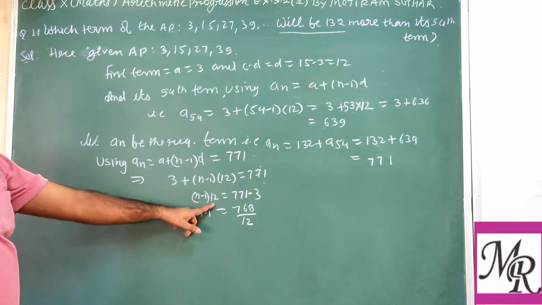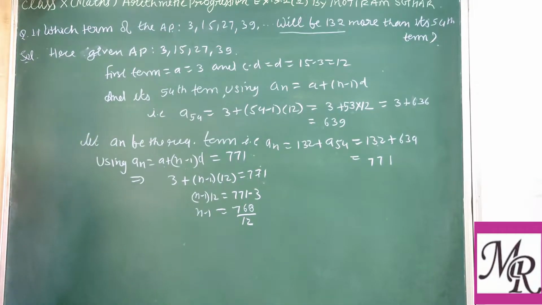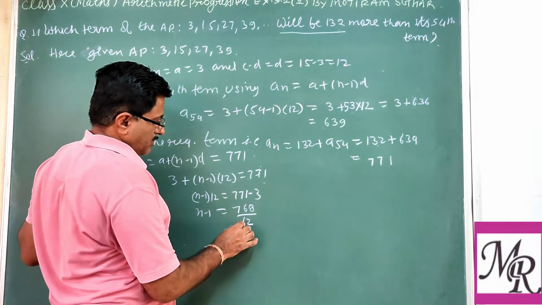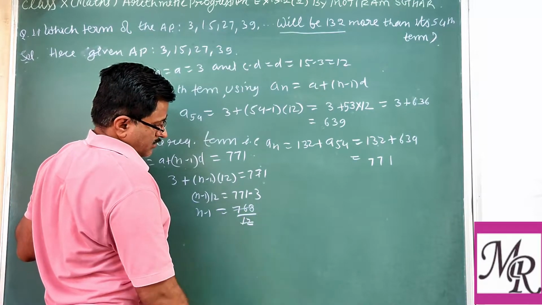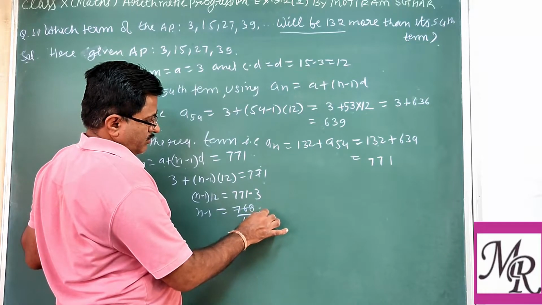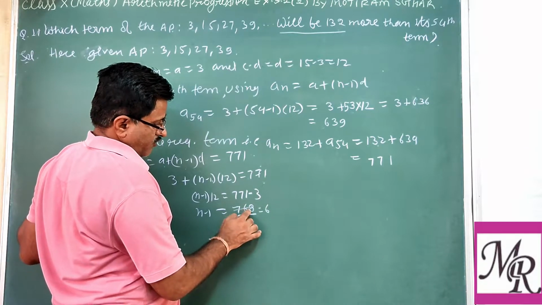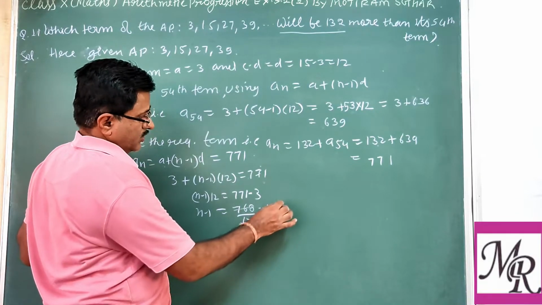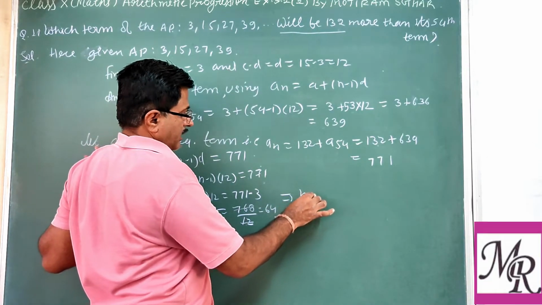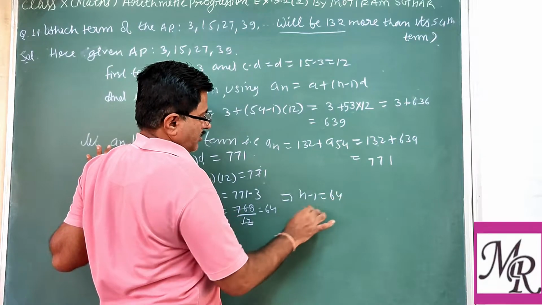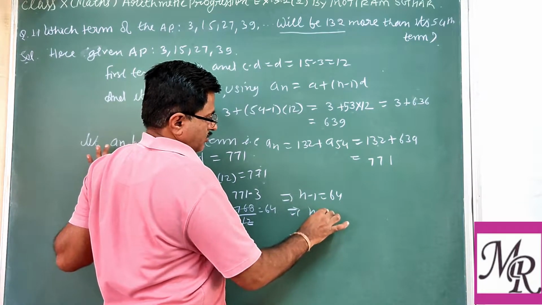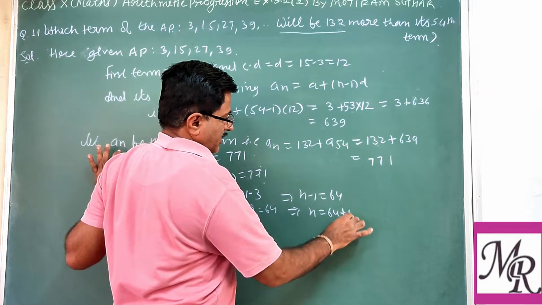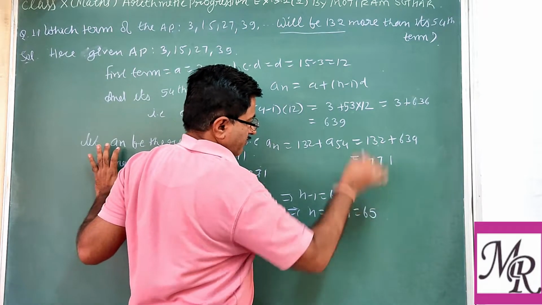Here this multiple moves to the right side, so it will be divided. Now you can divide this by 12. 12 sixes are 72. 4 remainder. 12 fours are 48. So what we get? n minus 1 equal to 64 and n equal to 64 plus 1, that is 65.